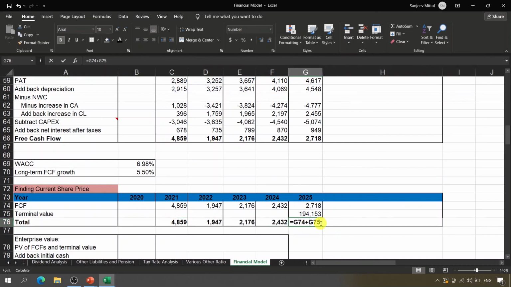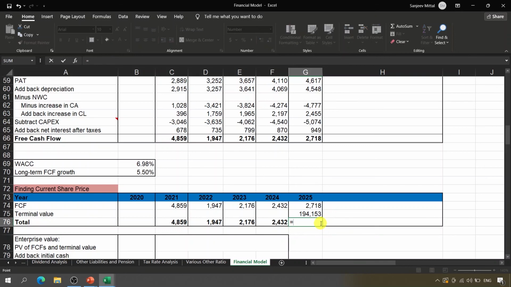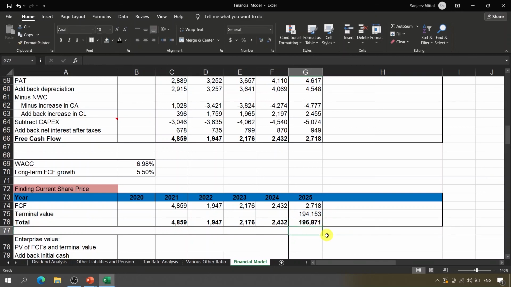Let me do a total of these numbers. So yes, these numbers have been updated. These are our updated terminal value cash flows. As you can see, 1,94,153. This terminal value cash flows represent one important fact that the company shall be continuing till the foreseeable future.